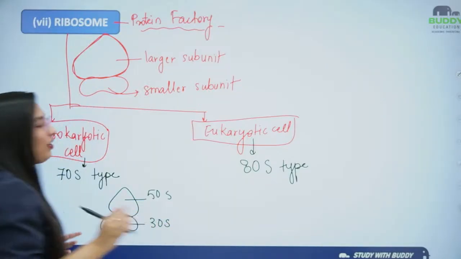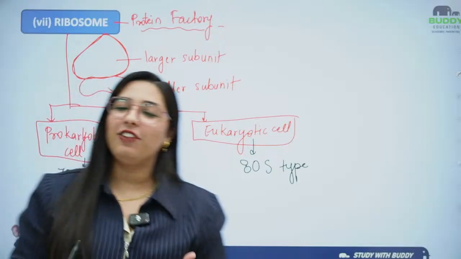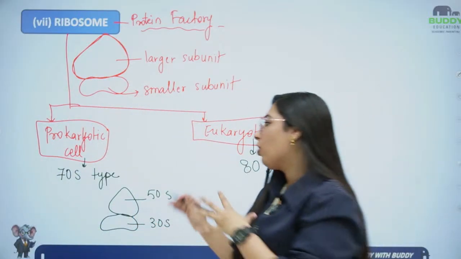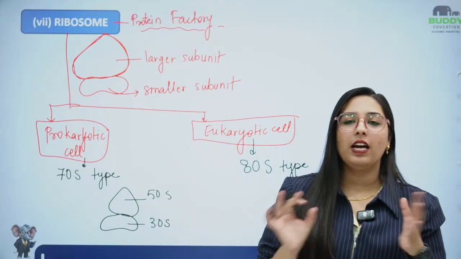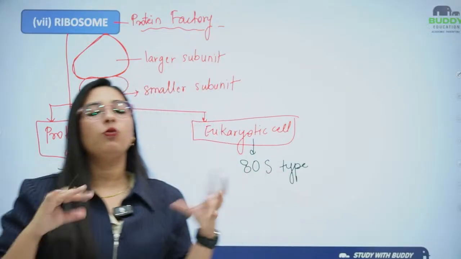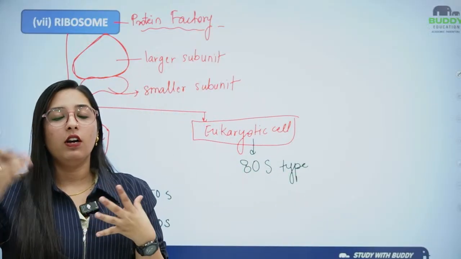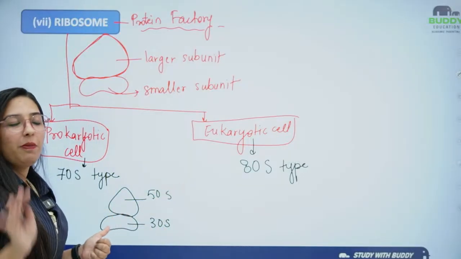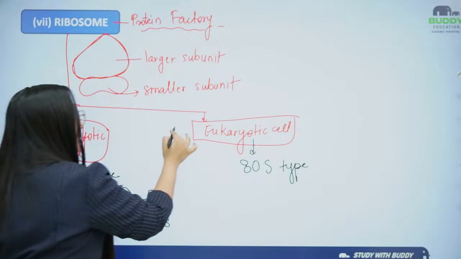Don't add, because when you add it will sum up to 80S. They are not additional values, they are just the approximation value when you do the sedimentation coefficient. After that, whatever value comes is this 70S, not the addition. Do not add them. I need to add a note in this.